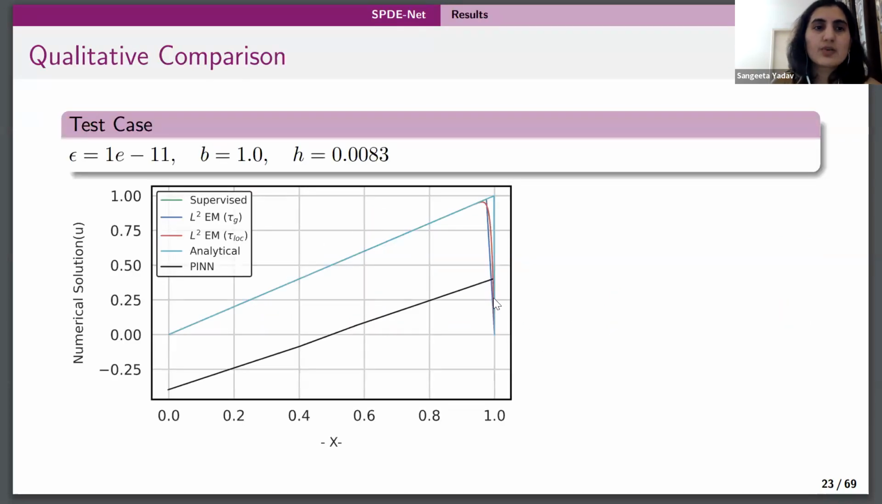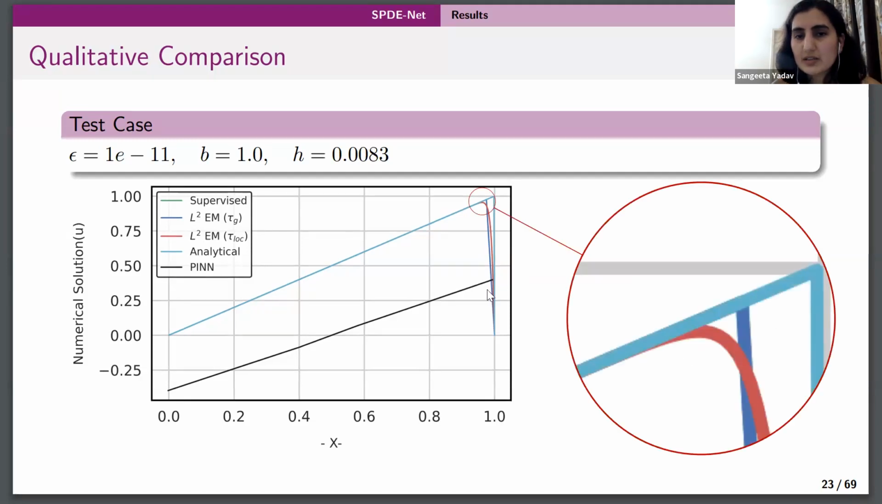Here we can see the qualitative comparison of the solutions which we have obtained from these 5 schemes for the test case when epsilon is 10 to the power minus 11, B is 1, and H is 0.0083. Epsilon 10 to the power minus 11 is a very, very perturbed case. As you can see, epsilon is extremely small. And herein we are comparing the solution from the supervised technique, L2 error minimization tau global, L2 error minimization tau local, the analytical solution, and the solution from the PINNs technique.